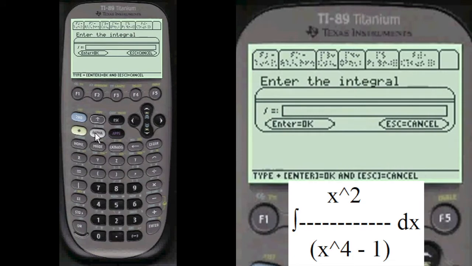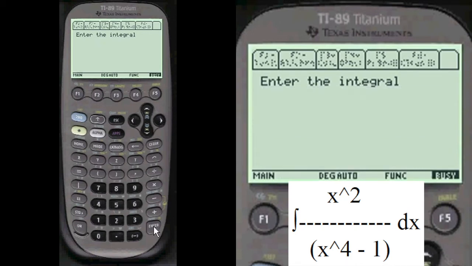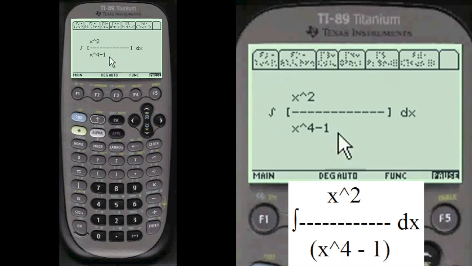So the problem, a test problem also, is x squared divided by the quantity x to the fourth minus 1. Close off the parentheses. I always show you what you've entered. Now, which one of you could factor this right here? That's the trick.